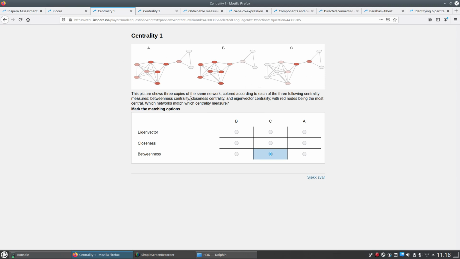If we look at closeness centrality, well, that's based on average distance to everything else. And we can contrast it with eigenvector centrality, because these two are somewhat more similar; A and B are somewhat more similar to each other than they are to C. So yeah, eigenvector centrality specifically favors nodes that have central neighbors.